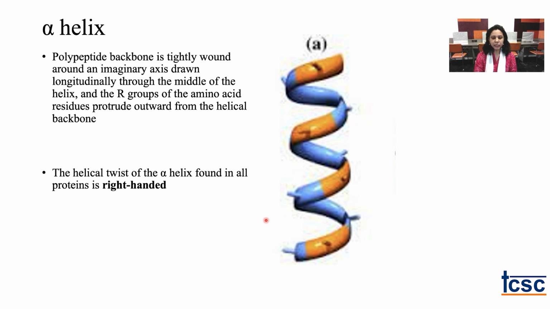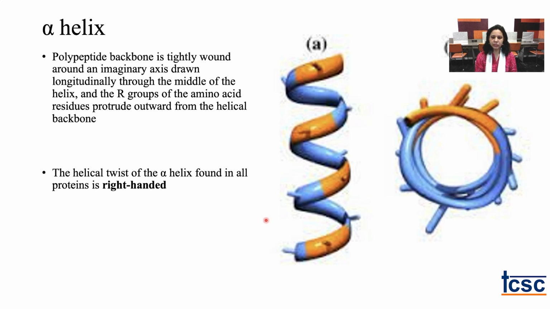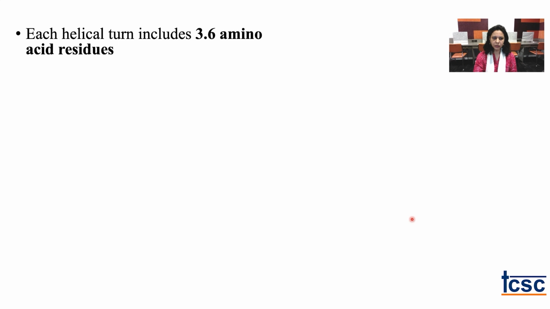If we look at the alpha helix from the top, this is how it will appear. You can see that it's a helical structure, and these structures which are protruding outwards are the R groups of the amino acid residues. So this is how an alpha helix will appear from the top.